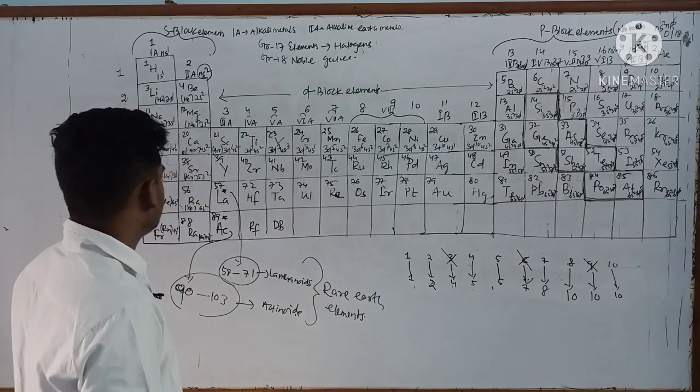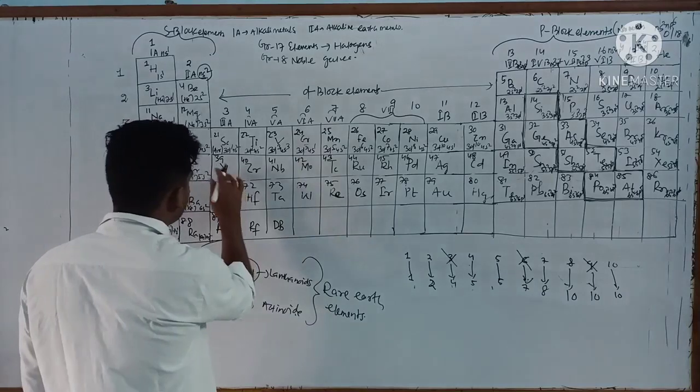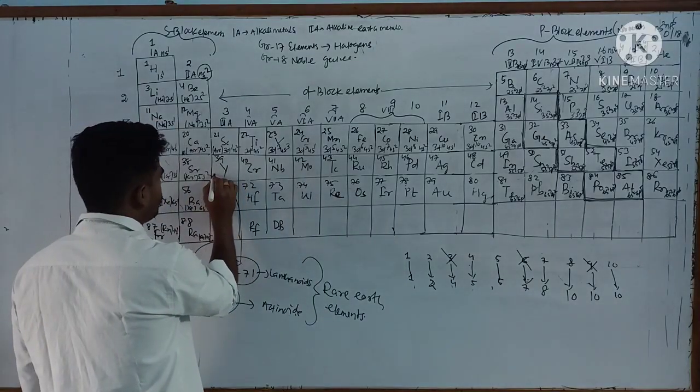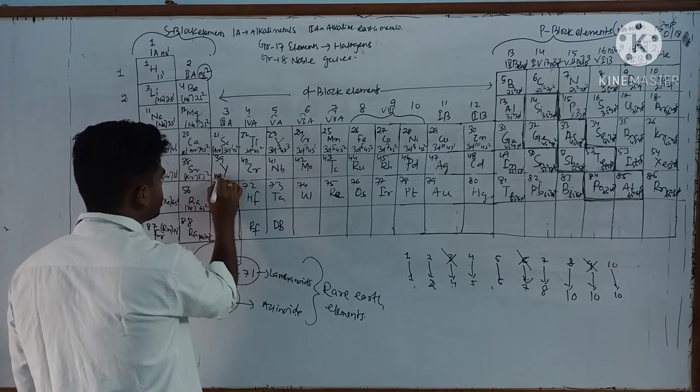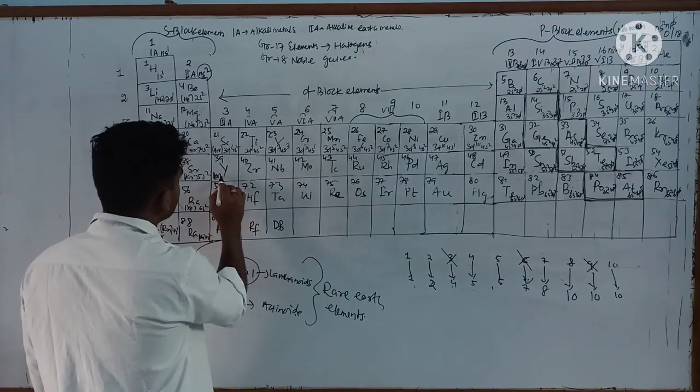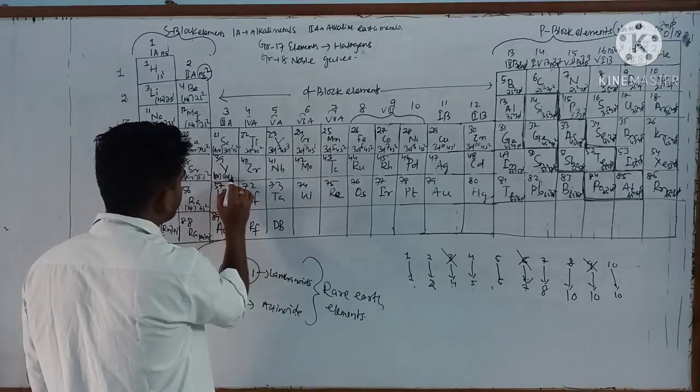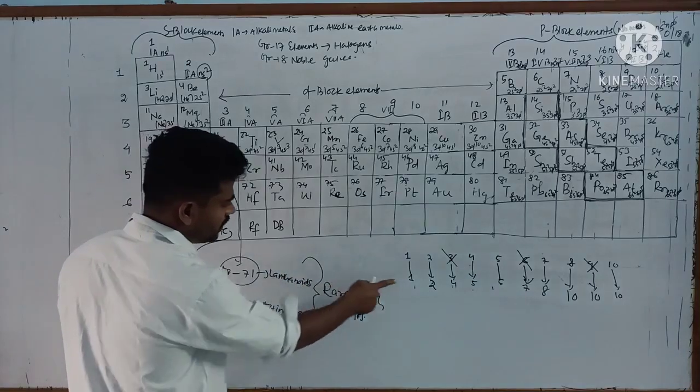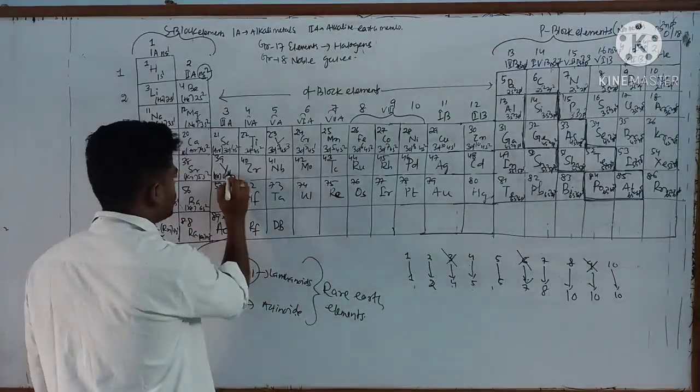So in the 4d series, yttrium, that is 39, will be krypton core. After krypton, the configuration will be 4d1 5s2. How many electrons in d? 1.